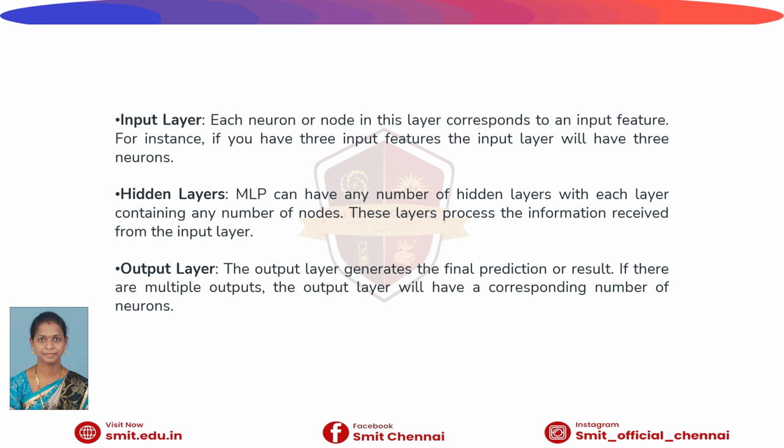Next, output layer. The output layer generates the final prediction or result. In binary classification problems, there is usually one output neuron. In multi-class classification problems, the number of neurons corresponds to the number of classes. Thus, the output layer produces the final decision of the neural network.